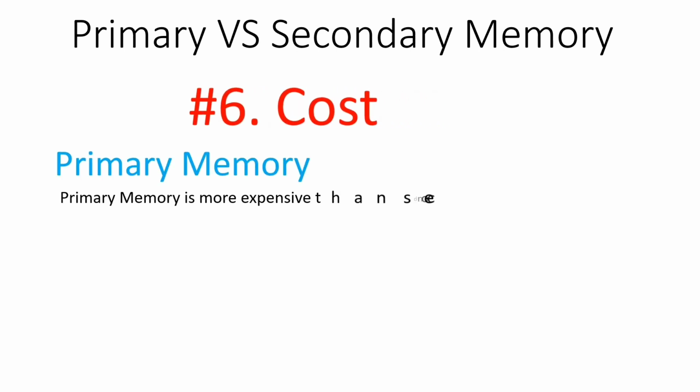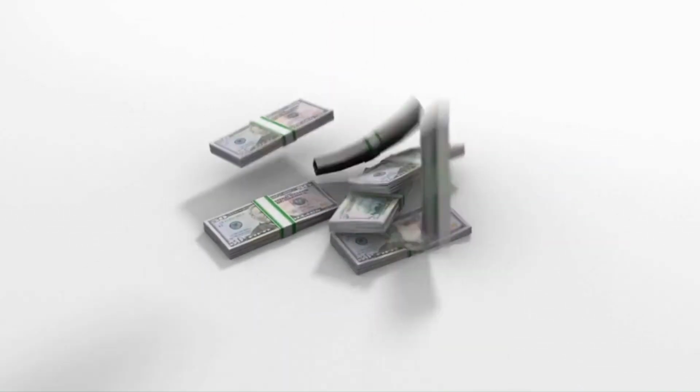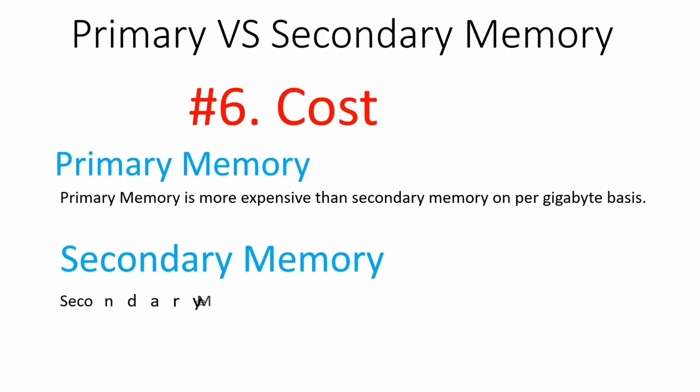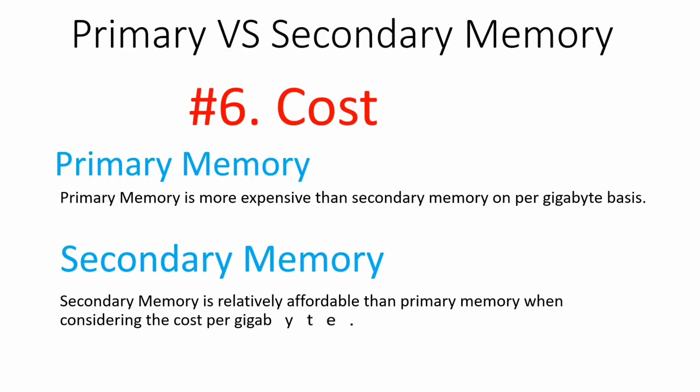If we talk about the cost of these memories, primary memory is more expensive than secondary memory on a per gigabyte basis. It means if we buy high storage primary memory, we have to pay more money. However, secondary memory is relatively affordable than the primary memory when considering the cost per gigabyte. It is cheaper as compared to the primary memory.